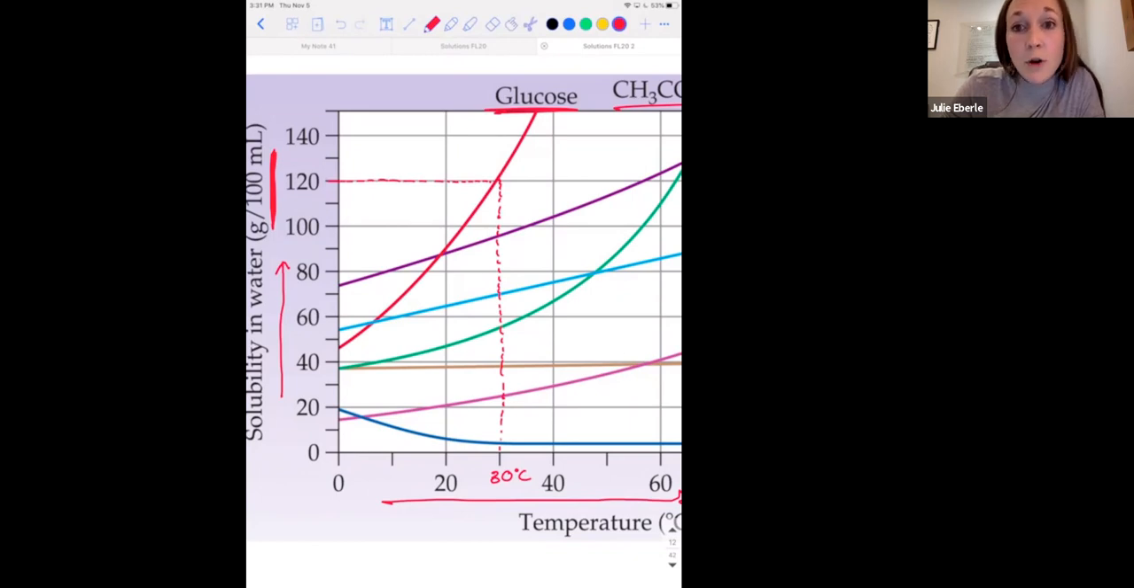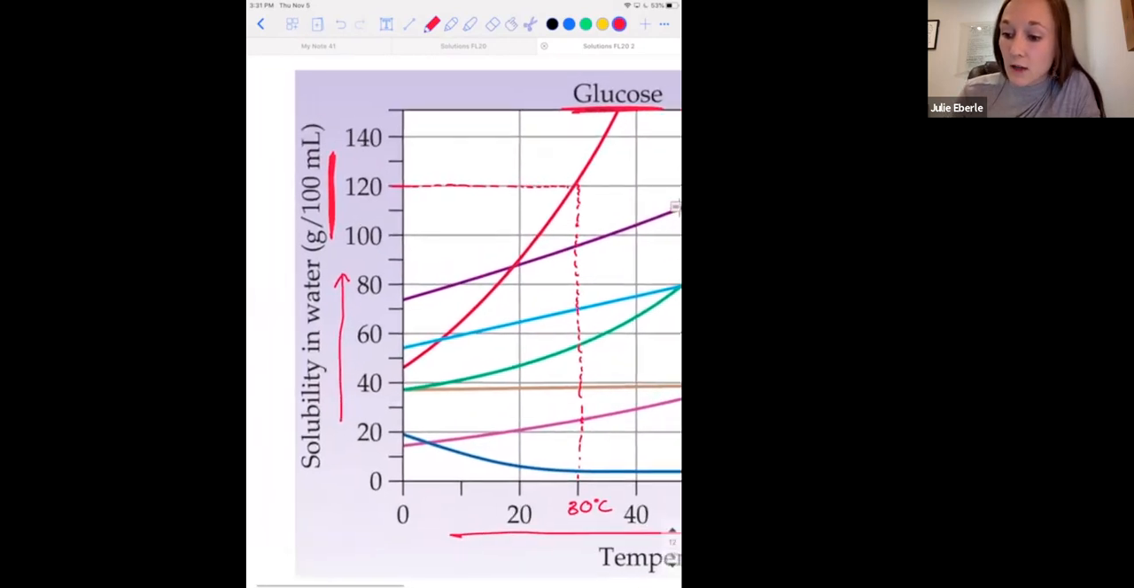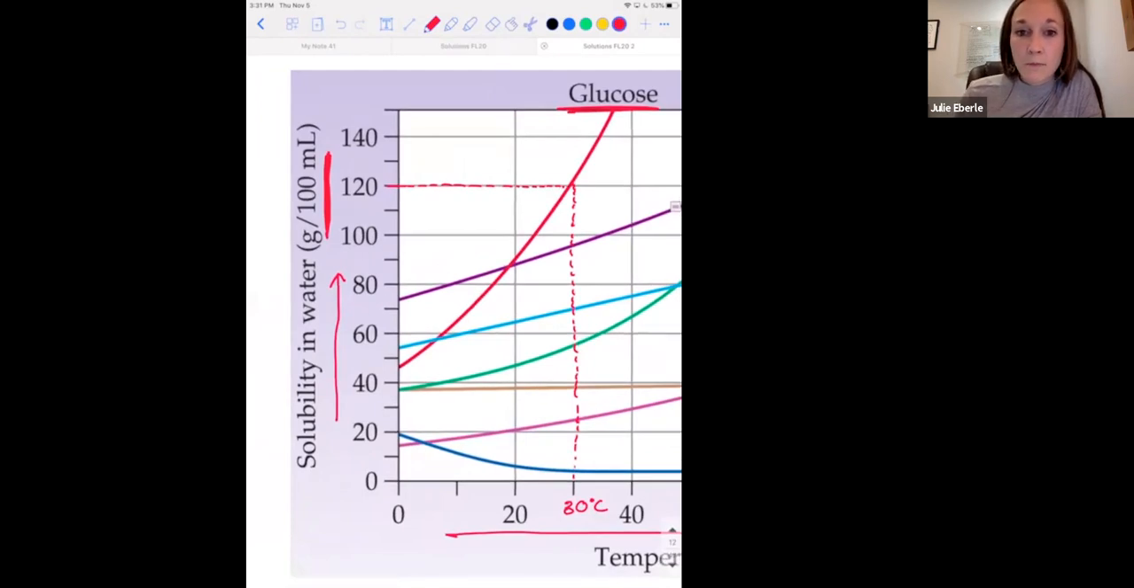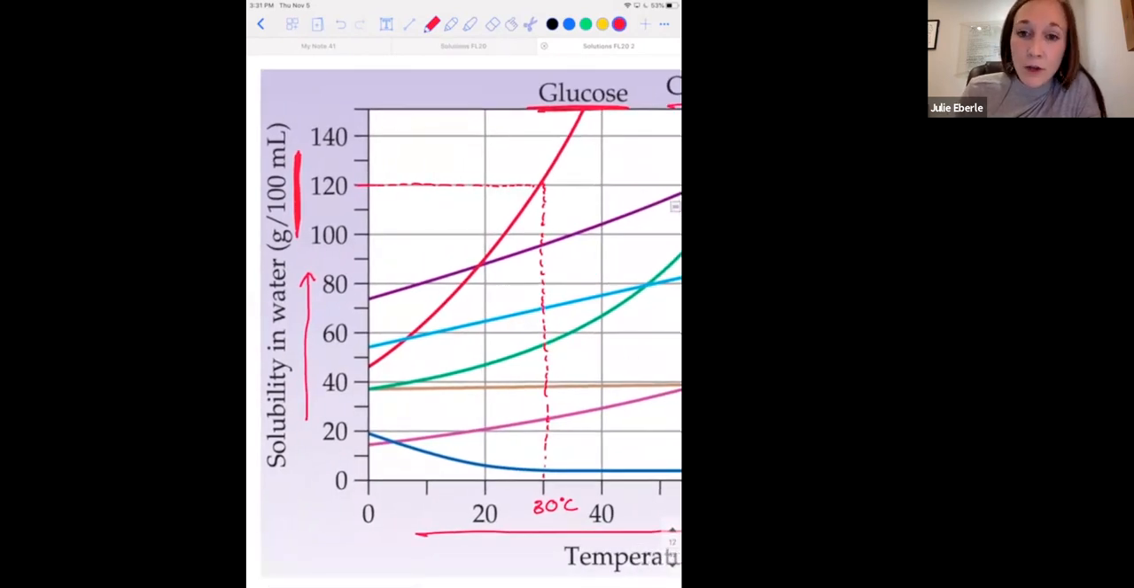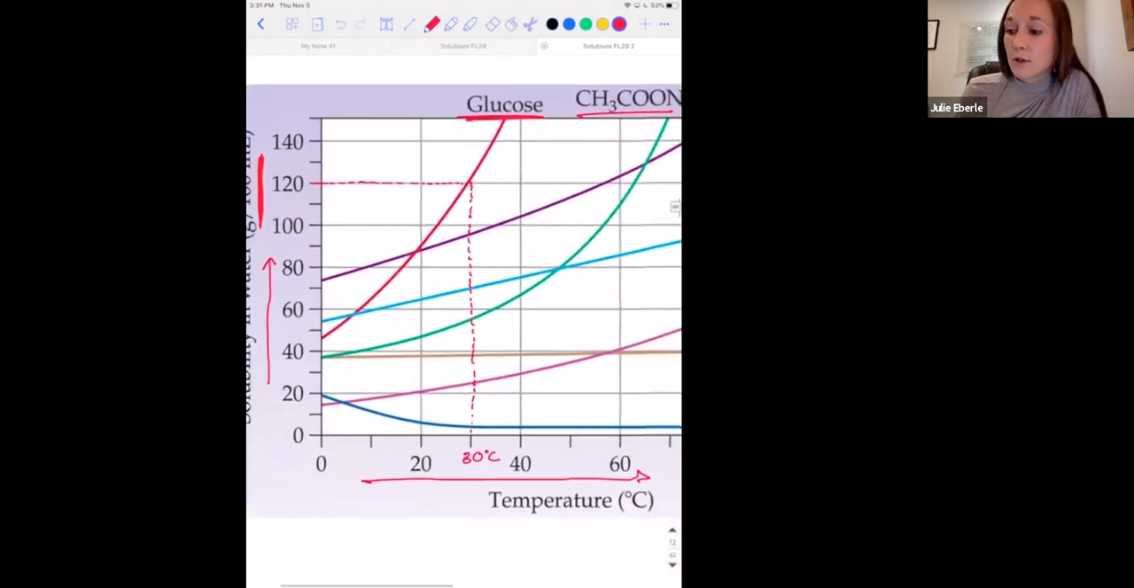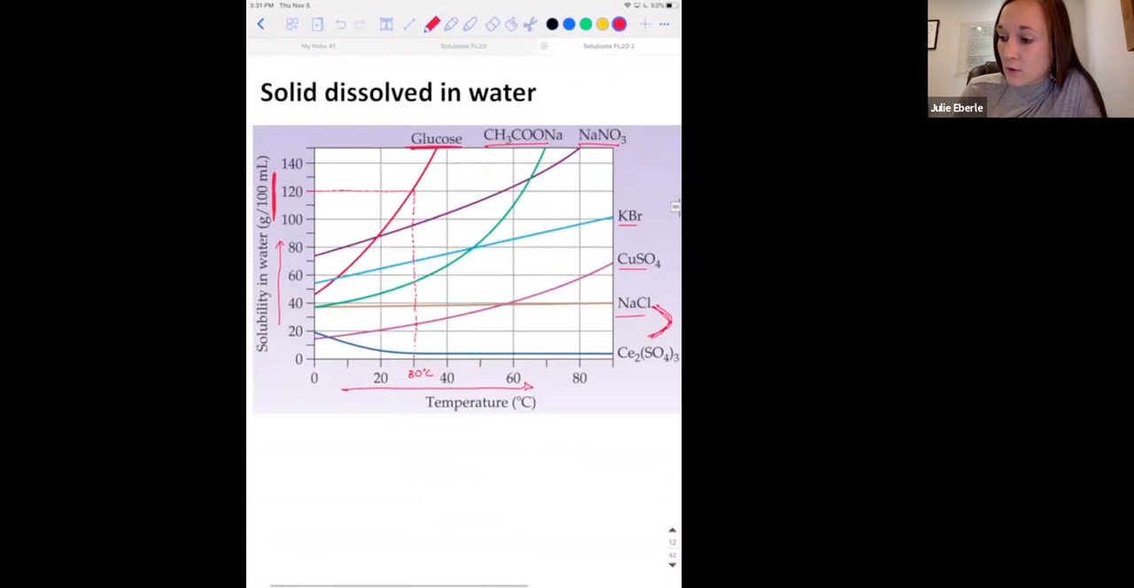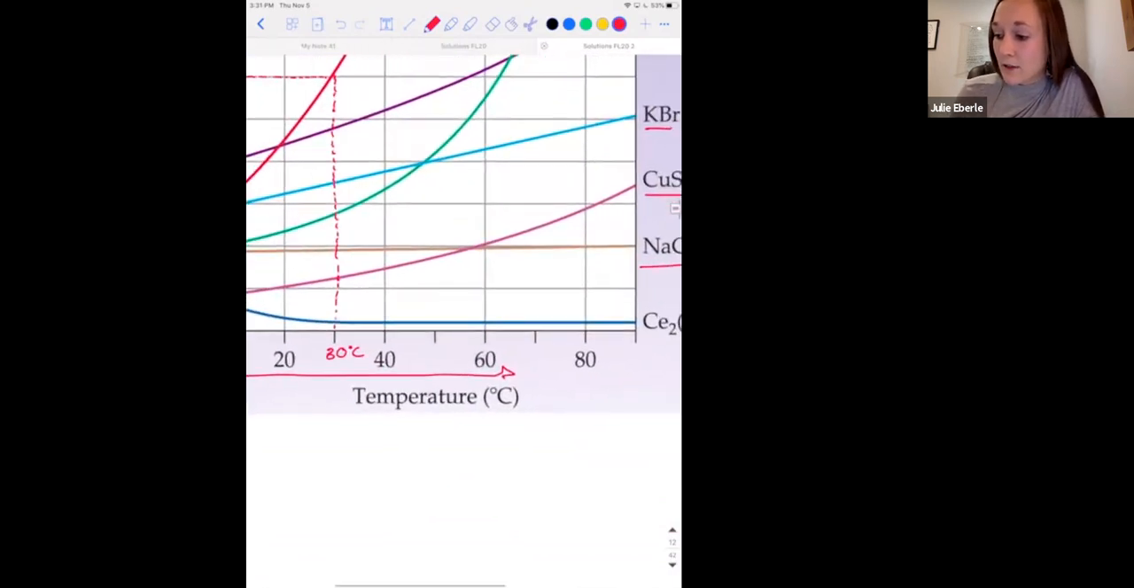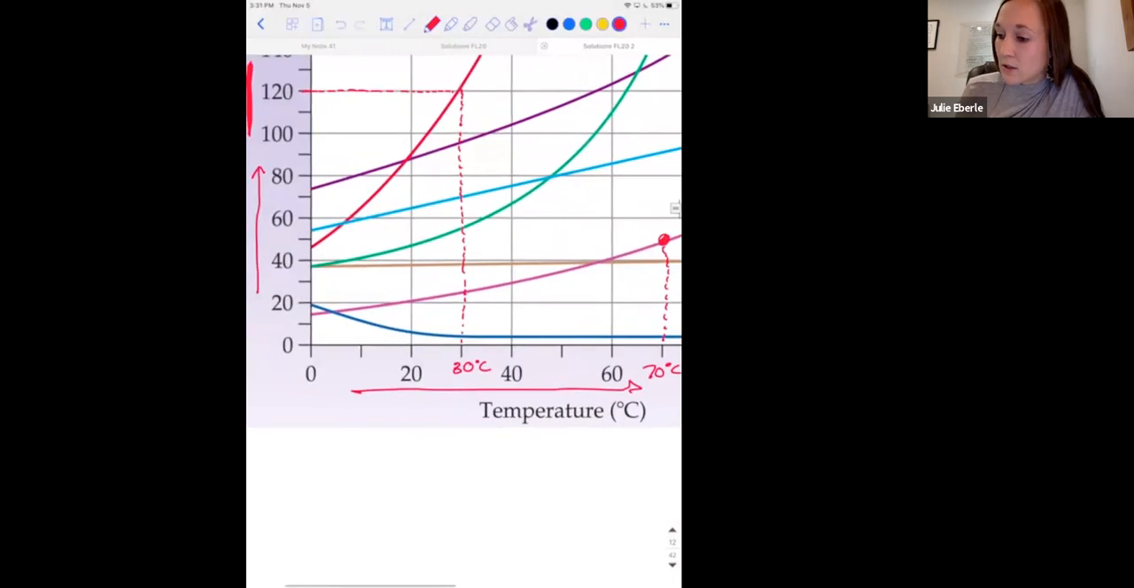120 grams per 100 ml. You use these units, 120 grams per 100 ml. So 120 grams of glucose per 100 ml of water. That is the solubility of glucose at 30 degrees Celsius. Again, if I ask you what is the solubility of copper sulfate at 70 degrees Celsius, we'd go find 70 degrees Celsius, extend that up until we hit the data line for copper sulfate, and then you would essentially see where that hits the y-axis. I would say roughly 50 grams per 100 ml of water.